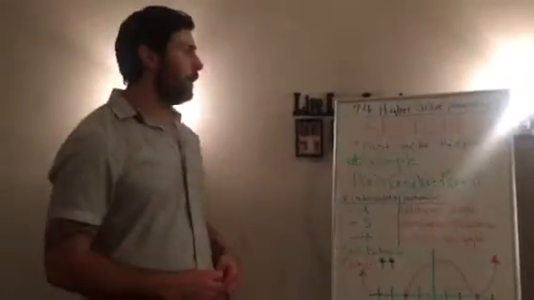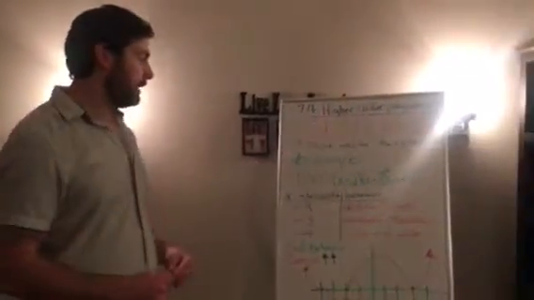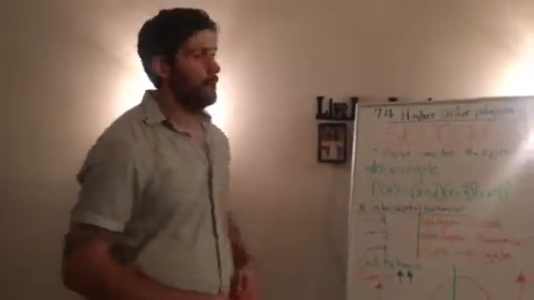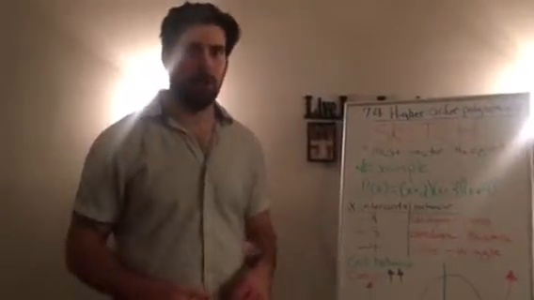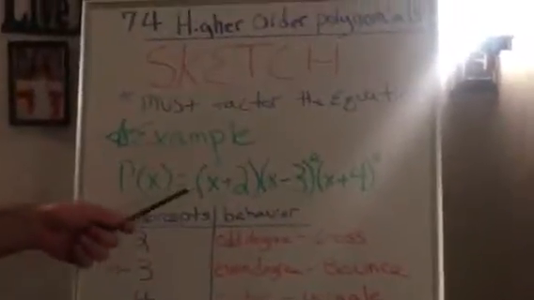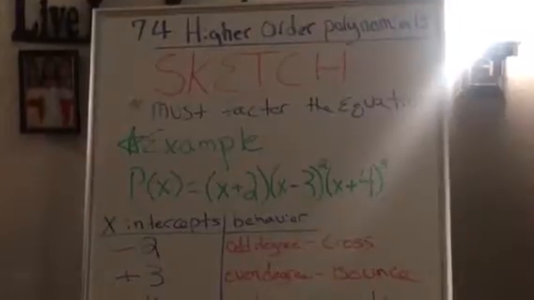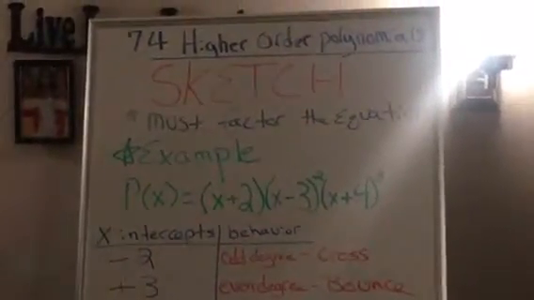Now that we've covered the vocabulary terms, we're going to learn how to sketch a higher order polynomial. The first thing that you have to do is you must factor it. We've learned how to factor earlier on. So the example I have in factored form is P(x) equals (x + 2)(x - 3)^2(x + 4)^3.